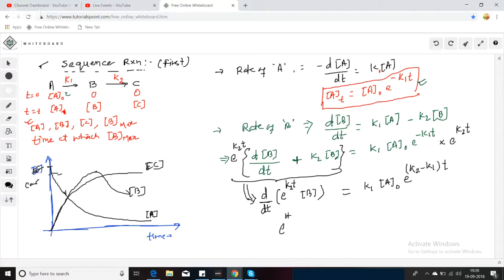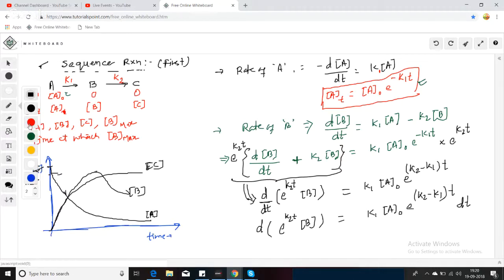Now it is simple, you see. d of e to the power k2t concentration of B is equal to, we can write, K1 A naught e to the power (K2 minus K1) into t dt, correct? Okay, so now we can integrate both sides. You copy down till here, then we'll do next. Done? Okay.